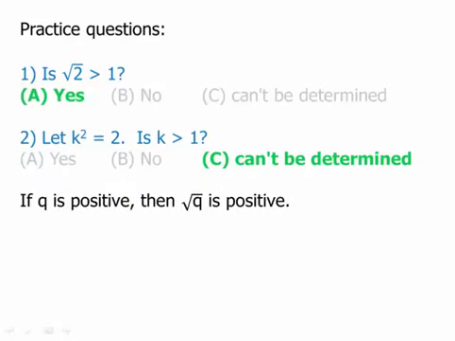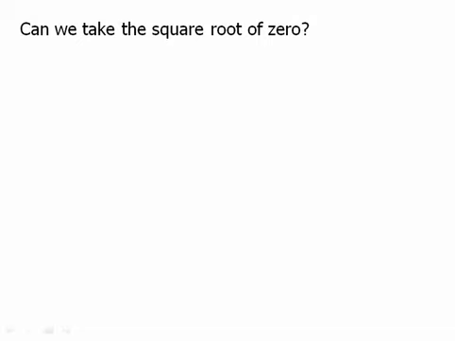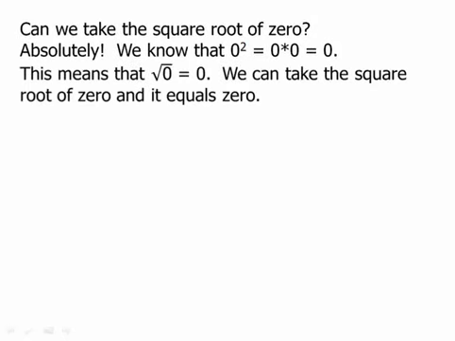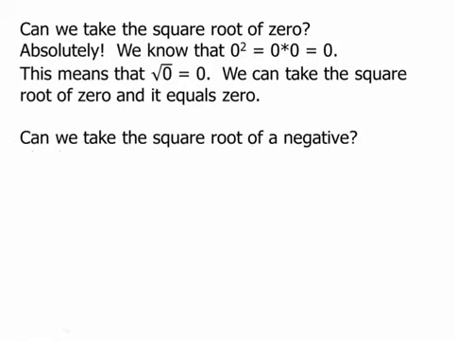If q is positive, then square root of q is also positive. Can we take the square root of 0? Absolutely. We know that 0 squared is 0. So if we square it and get 0, we can certainly undo the squaring. That means that the square root of 0 equals 0. We can take the square root of 0 and it equals 0. So that's 100% legal right there.